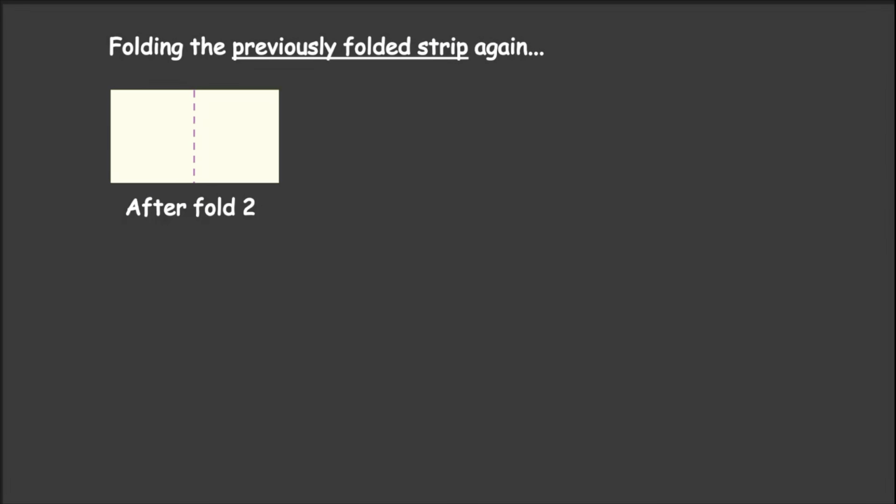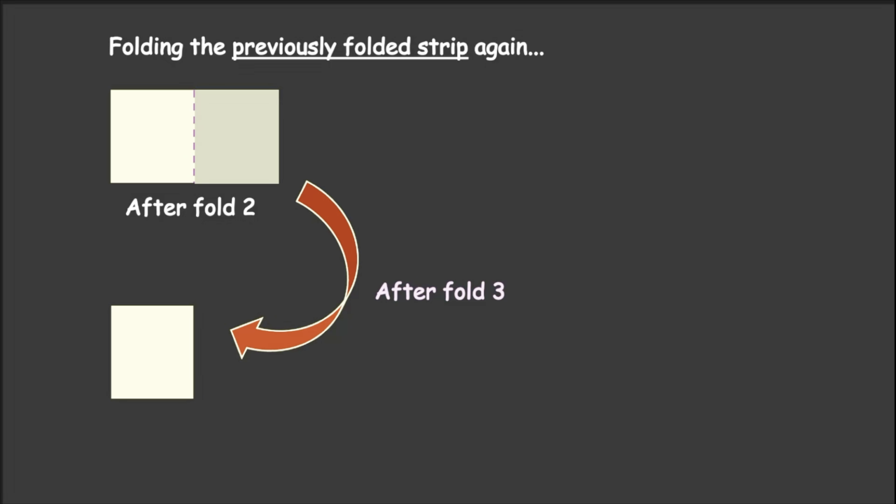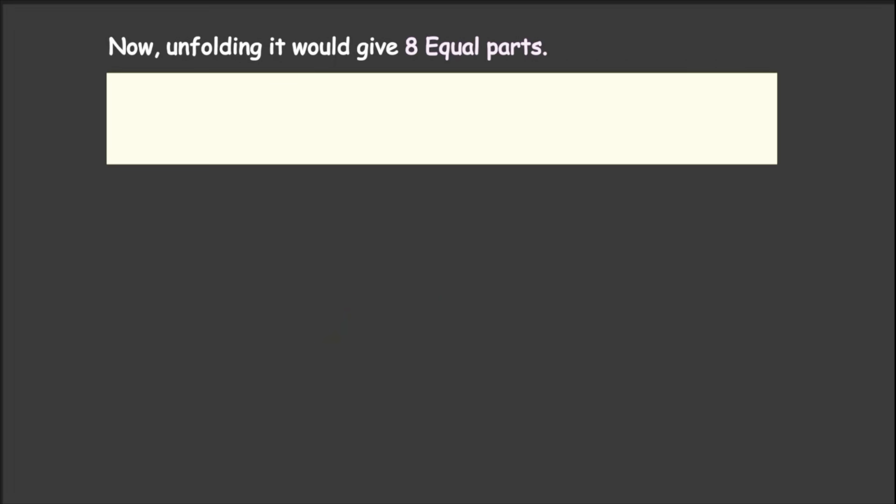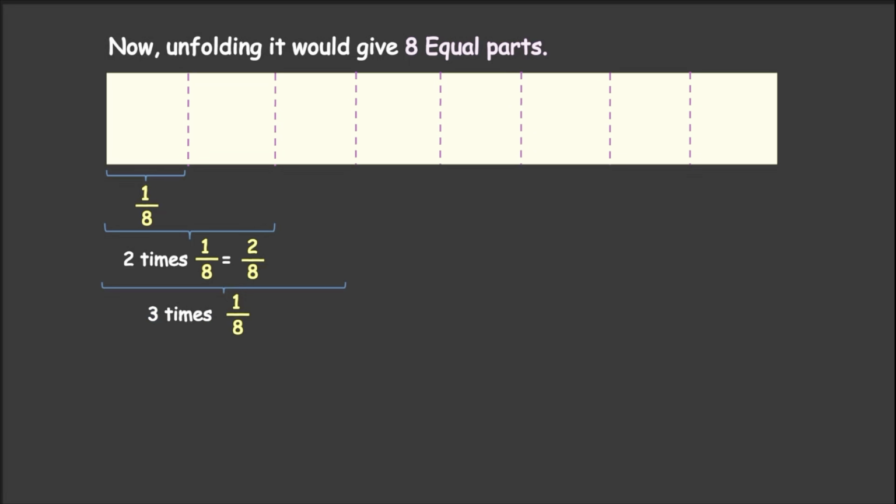Let's take this one step further. We fold the previously folded strip one more time into two equal parts. Now the strip becomes even more compact, and when we open it, we get 8 equal parts. Now each part is represented by the fraction 1 by 8. If I take two such parts, I will get 2 by 8.